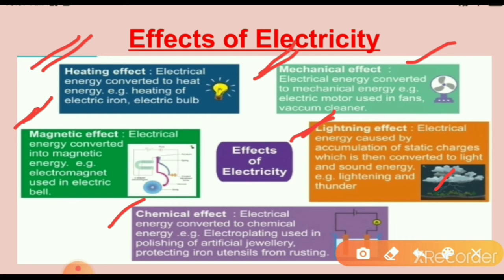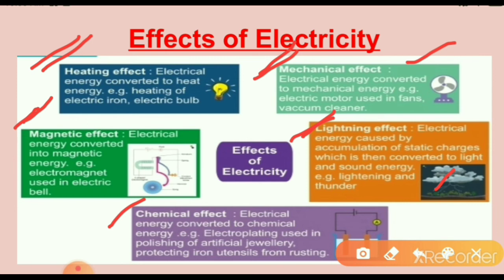So once again, what is the lighting effect? The electrical energy is caused by accumulation of static charges, which is then converted into light energy and sound energy. That is known about the lighting effect. And what is the last one? Chemical effect.